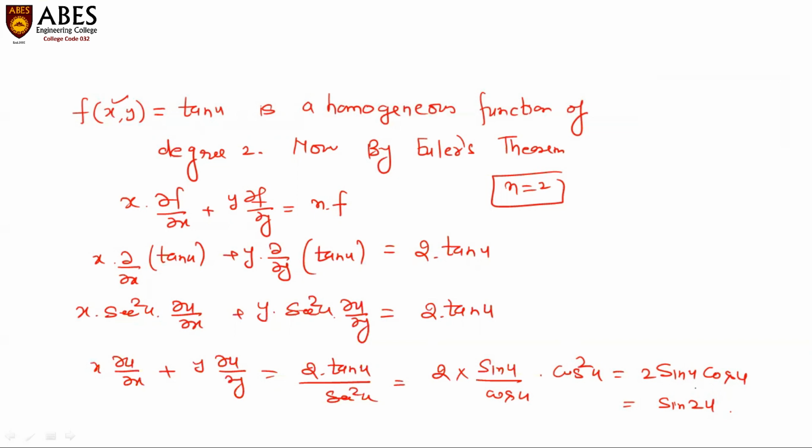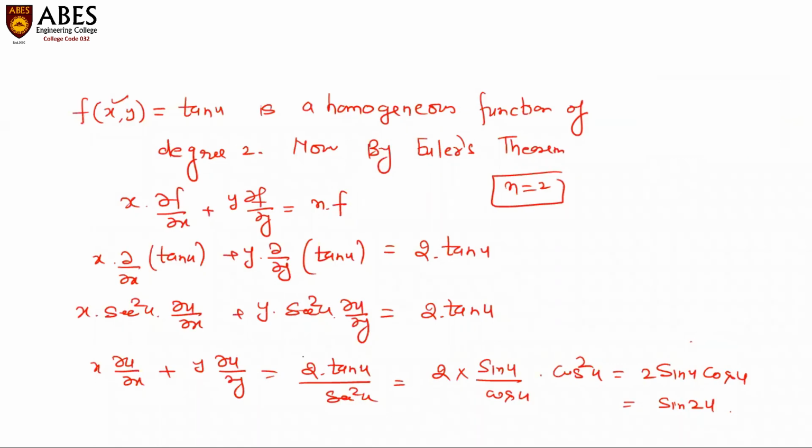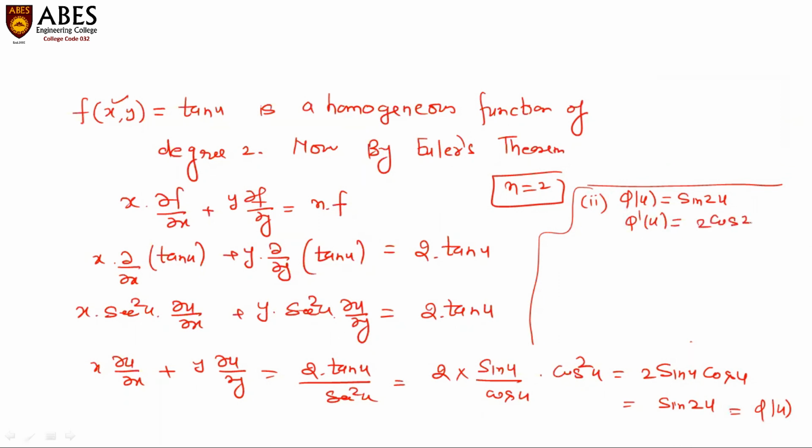Now we'll prove part number 2. Similarly, we can prove part number 2 by applying the deduction of Euler's theorem. For part number 2, here phi u equal to sine 2u, and phi dash u equal to 2 cos 2u. We know that the differentiation of sine 2u is 2 cos 2u.